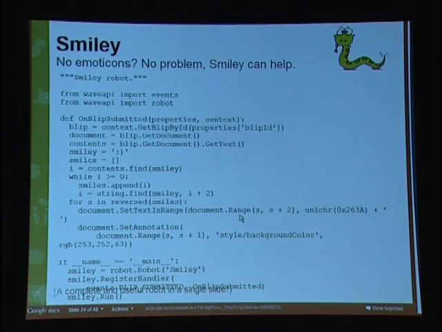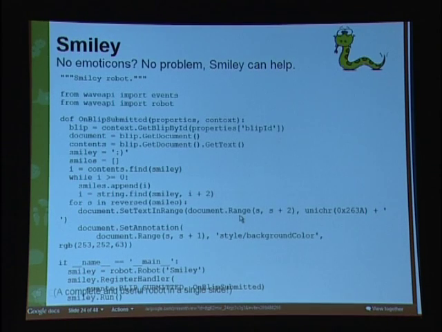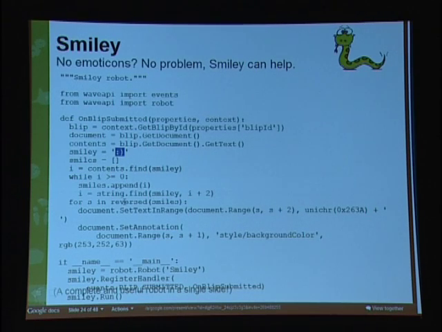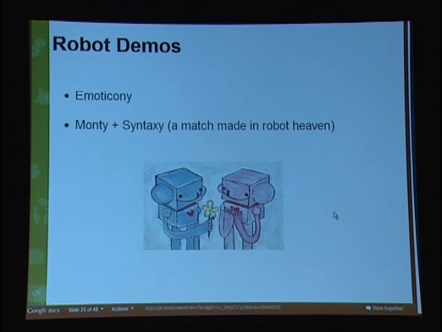So this is a simple smiley robot that modifies the wave. It looks for the emoticon smiley in the wave and replaces it with the Unicode character that corresponds to this smiley. So I'll demo a couple of robots. One is called Emoticoni, and the other two are called Monty and Syntaxy.